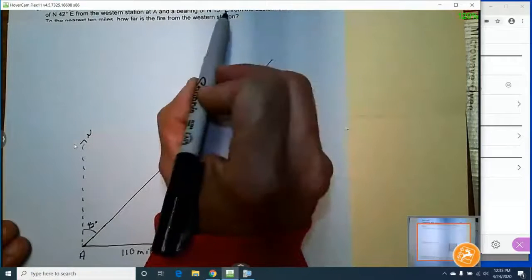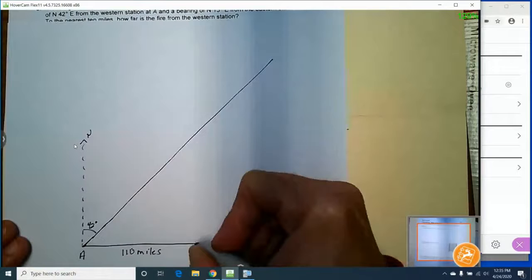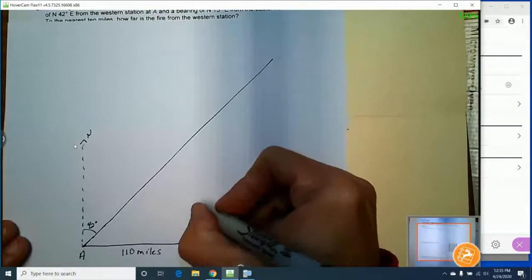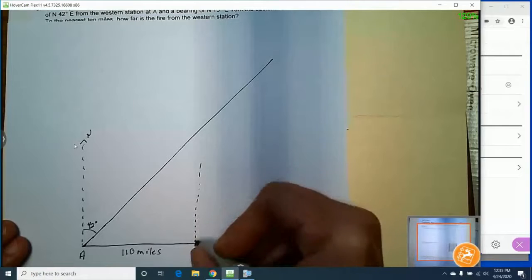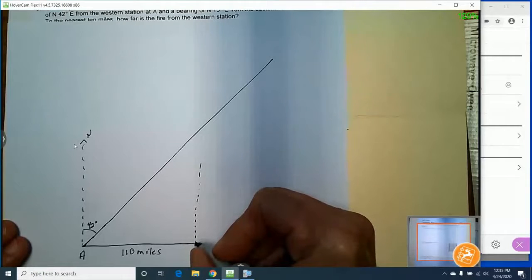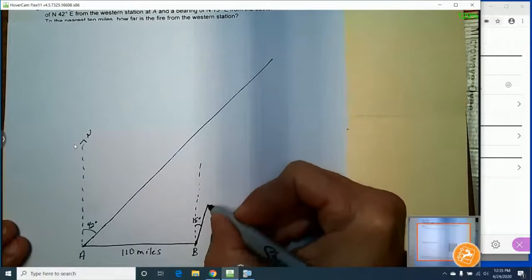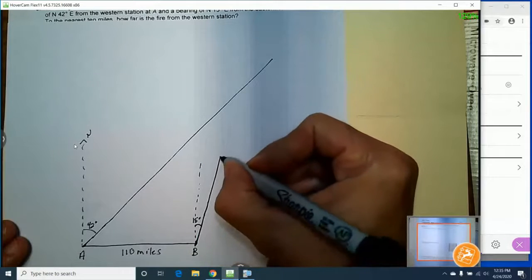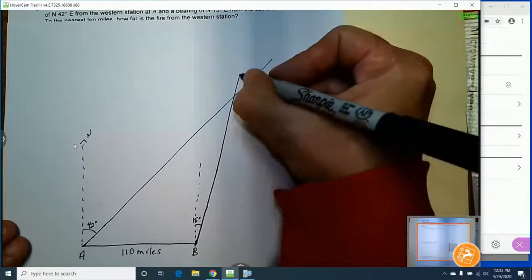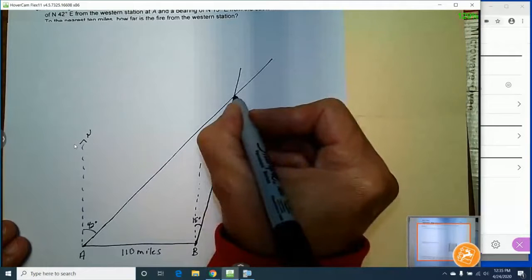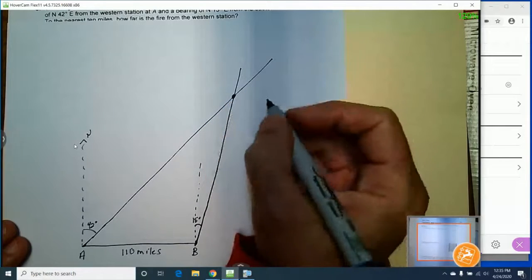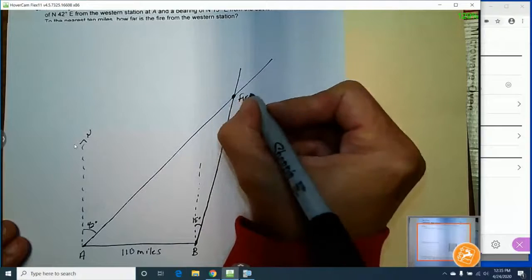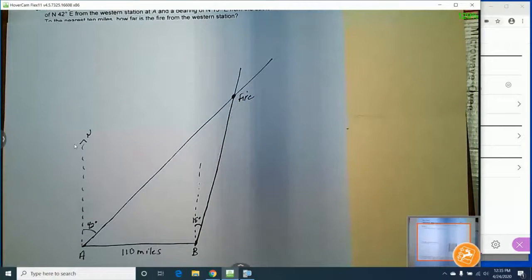Then from the station at B, it's north 15 degrees east. So we want to do the same thing. We want to think of due north and then go 15 degrees to the east of that. So this is going to make this a pretty small angle if this is only 15 degrees. So that means our forest fire is going to be out along this line. And what we actually end up with is the forest fire is at the point where those 2 angle lines intersect. So that's where our fire is.